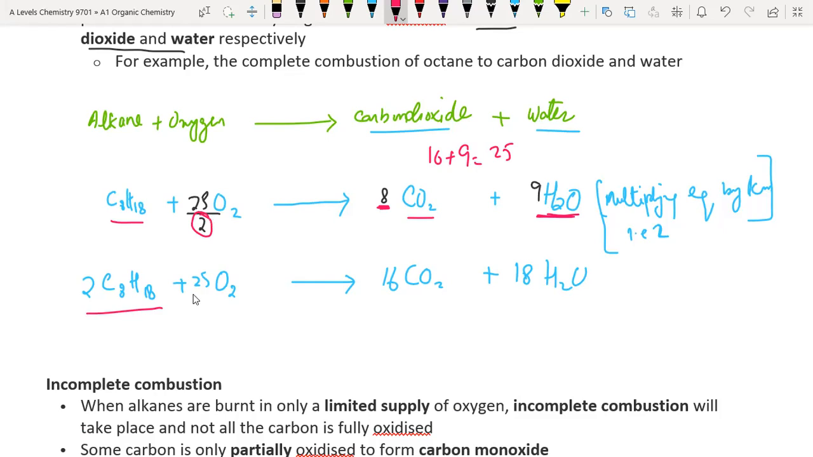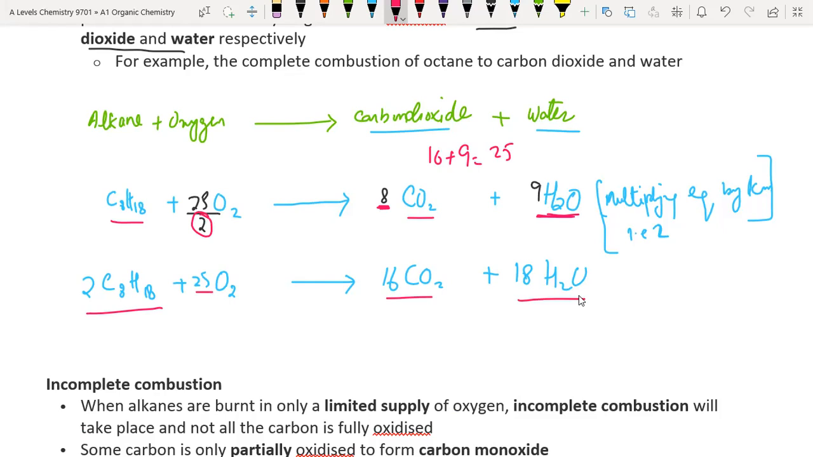That will give 2C8H18 plus 25 O2 will produce 16 carbon dioxide molecules and 18 water molecules. Okay, this is complete combustion.